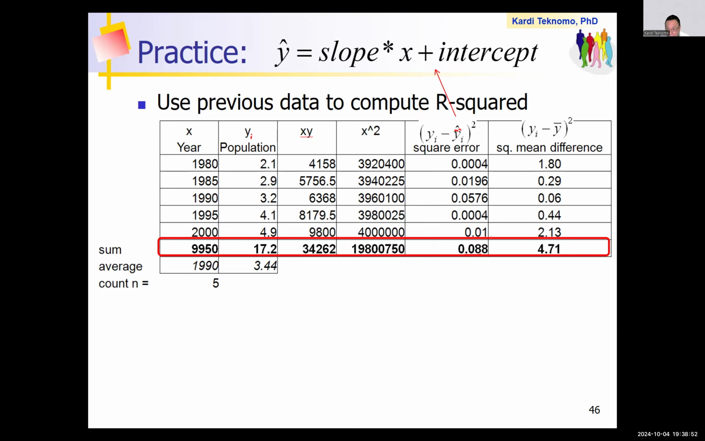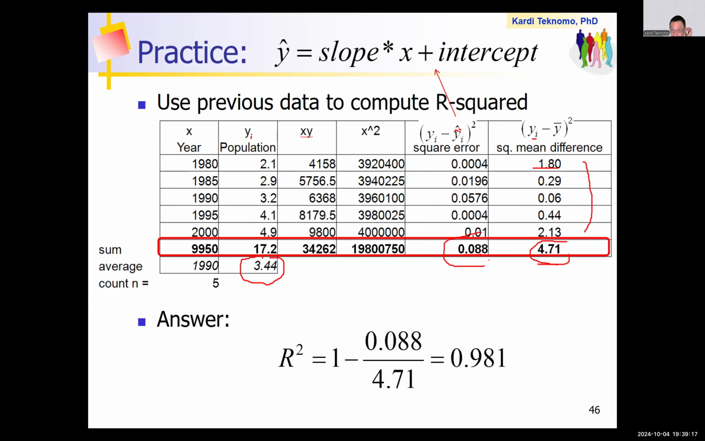0.88, and this one is the observation minus the average. The average is this one, 3.44. So for each observation, 2.1 minus 3.44, and then you square, you get this one, 1.8. Then you get all of them and sum, you get this value. And the R square is this one, 0.88 divided by 4.1, and then 1 minus this. Then you get this value.